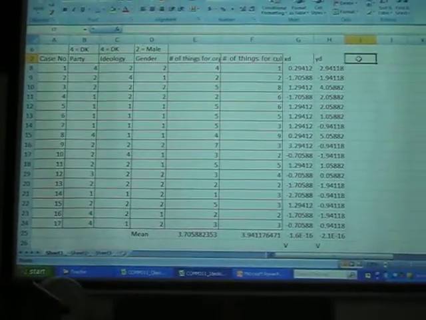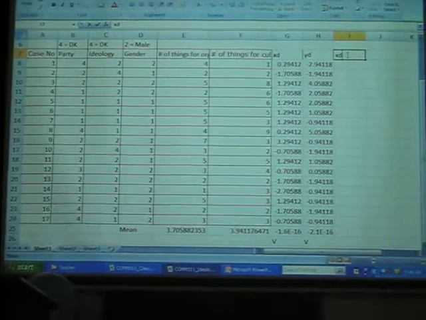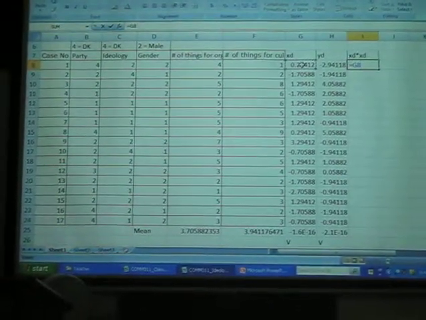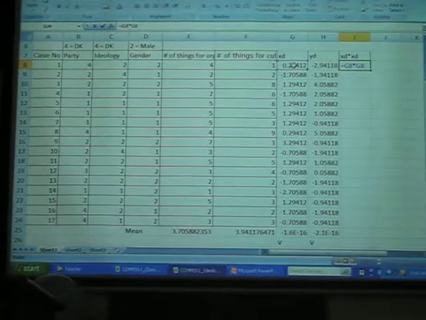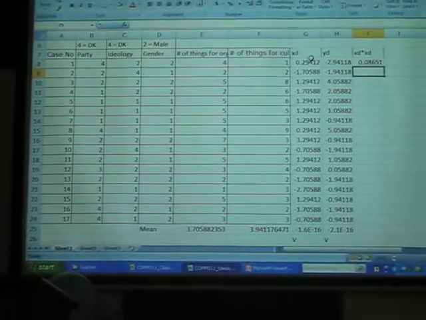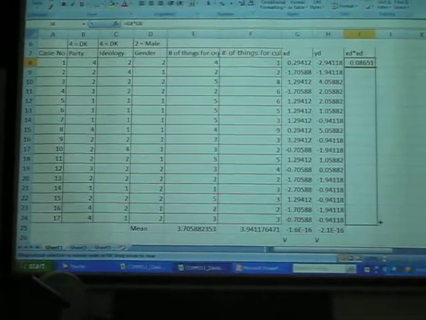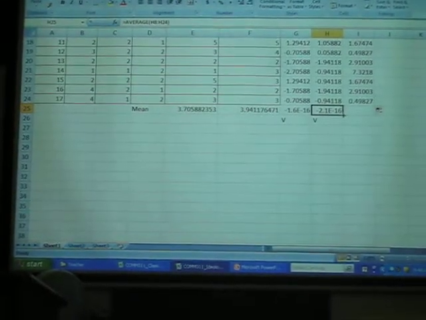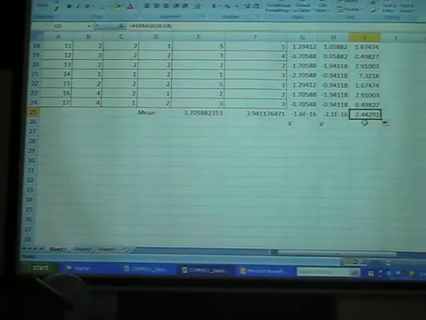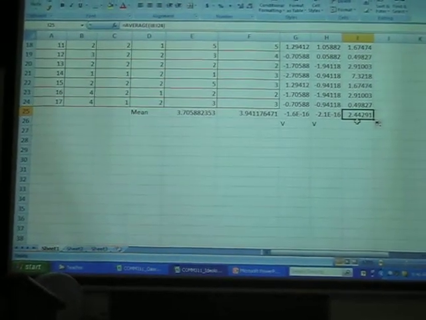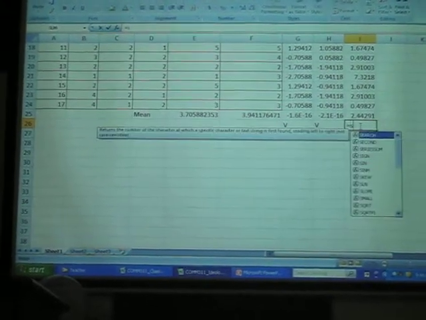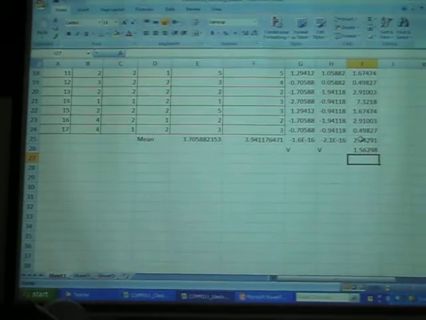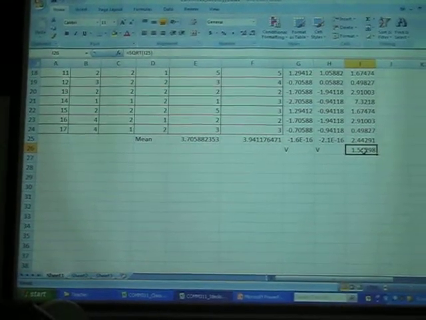And then we find XD square. XD times XD, that's the square: equal sign, and this number times this number again. You click G8 times G8, then you copy this, and you have all of them. Then you find the mean of all the numbers. This is called variance. Then equal sign, SQRT, parentheses, and this number, and that's the standard deviation of x. Okay?